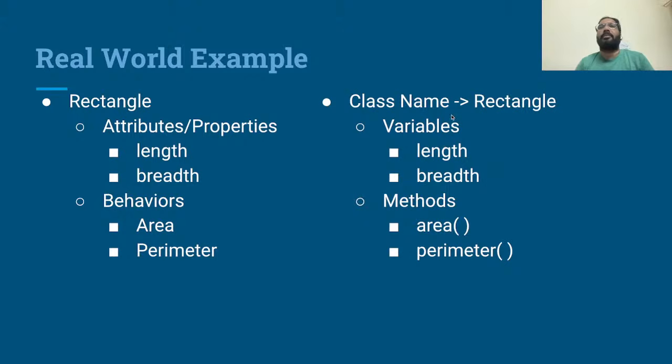Your class name will be Rectangle, and your attributes will be treated as variables. A variable is something we use in programming where we can store some data, and methods are the operations, or you can say behaviors, that we will be implementing. So the actual business logic we will be implementing in the methods, right? This is the blueprint of the class, how you can implement it. So this is the high-level design of the class.